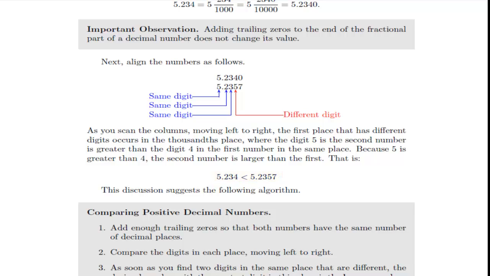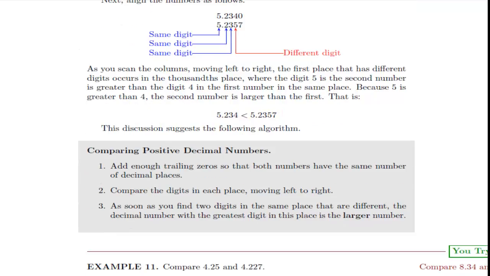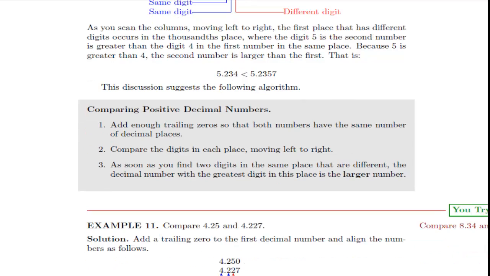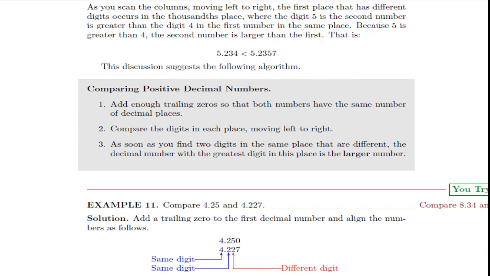This discussion suggests the following algorithm. Comparing positive decimal numbers. Add enough trailing zeros so that both numbers have the same number of decimal places. Compare the digits in each place, moving left to right. As soon as you find two digits in the same place that are different, the decimal number with the greatest digit in this place is the larger number.